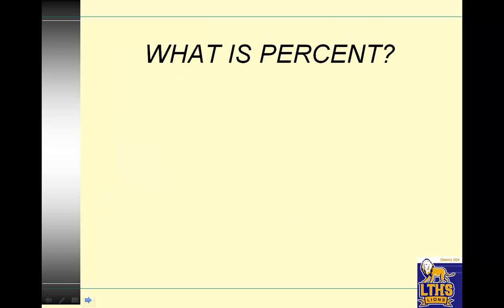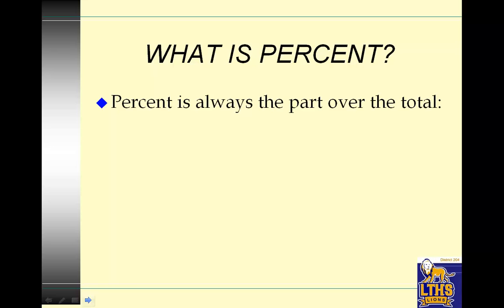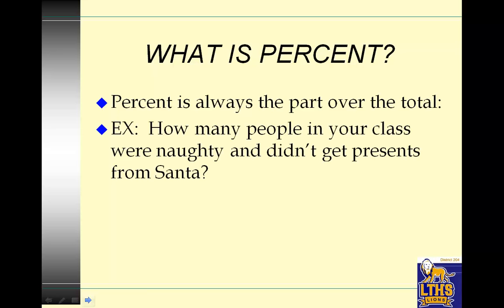And I'm not going to do that one because I want to go. What is percent? Percent is always part over total. So that's how we find out the percent of our grade. For example, how many of your class were naughty and didn't get presents from Santa? So you take Harrison divided by 24. There's 24 people in the class, including Harrison. Harrison thought he was safe because he didn't bring treats either, but he's not. And then it would be times 100%, and that would go on the numerator.